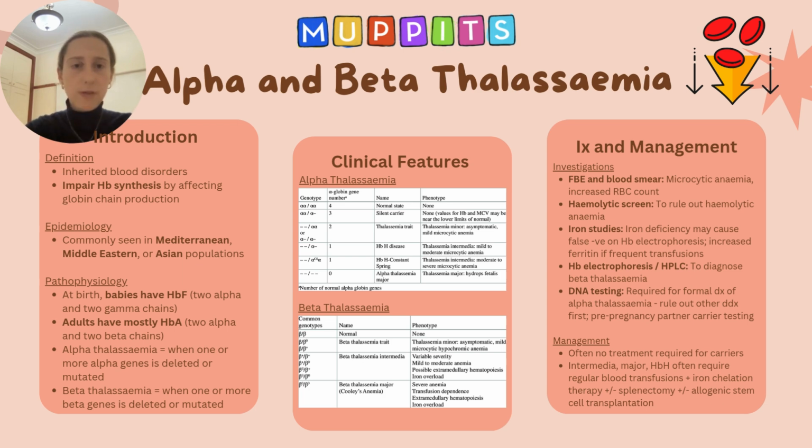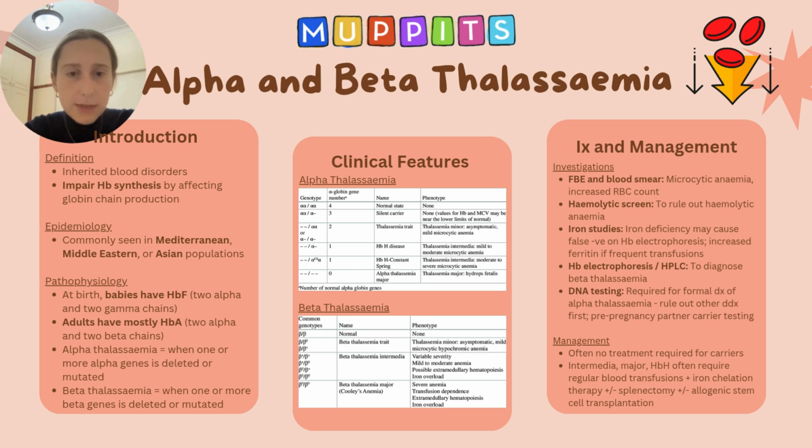So, for alpha thalassemia, a silent carrier is when one of the alpha genes is deleted. And so, most often, there's going to be no symptoms at all. But you might have a slightly lower hemoglobin or MCV, but this could also be normal as well. That's why it's called a silent carrier.